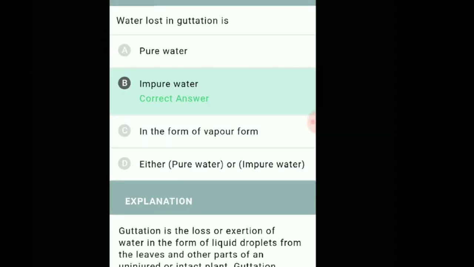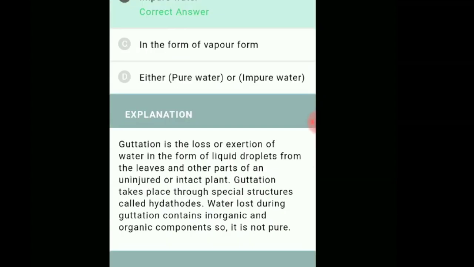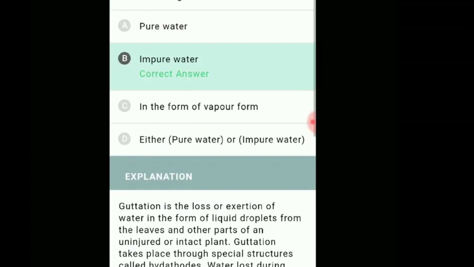Question number 77. Water lost in guttation is. Guttation is loss or excretion of water in the form of liquid droplets from leaves and other parts of the uninjured or intact plant. Guttation takes place through special structures called hydathodes. Water lost during guttation contains some inorganic and organic compounds also. It is not pure. So water lost through guttation is impure water, containing inorganic and organic substances.